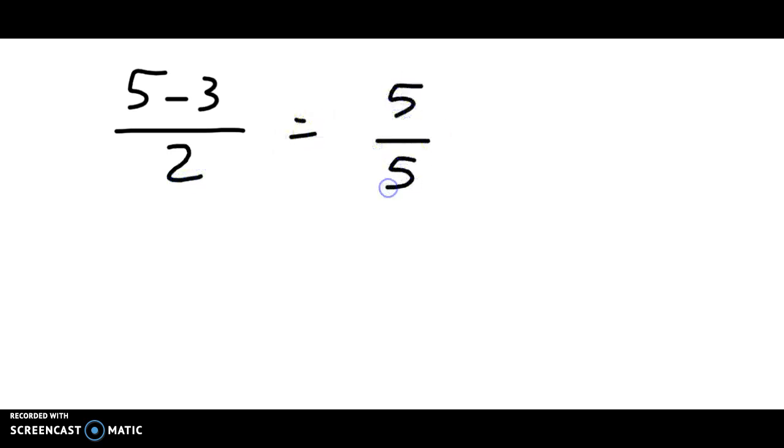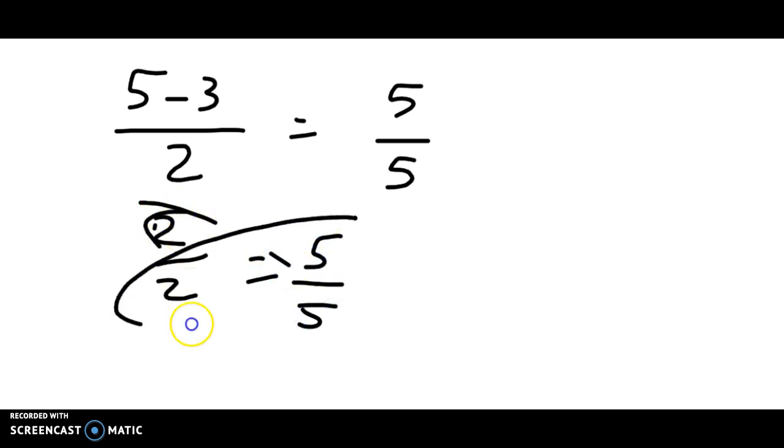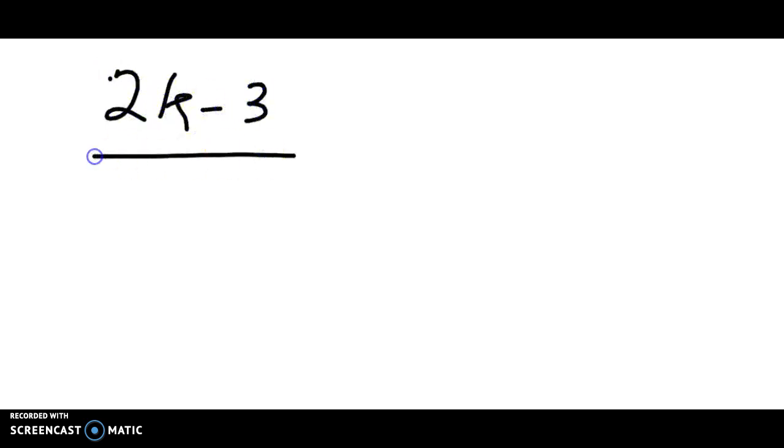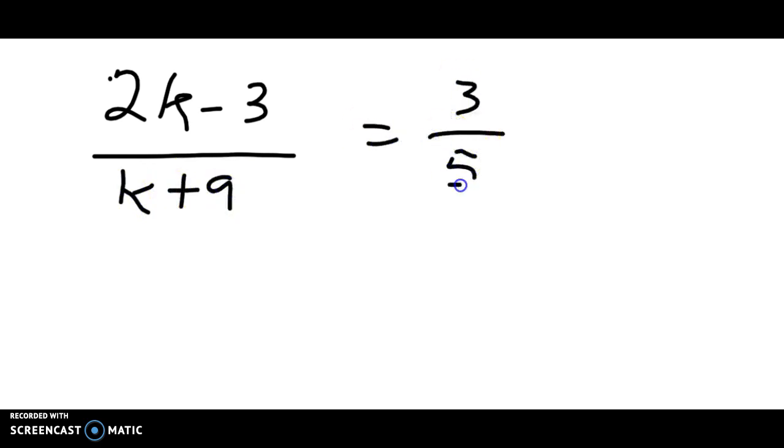Y equals 5. So we're going to say 5 minus 3 divided by 2 equals 5 over 5. So 2 over 2 is equal to 5 over 5, so we can look at it that way, or we can cross multiply and we get the same answer. Let's go to the last one together. So we have 2k minus 3 over k, or divided by k plus 9, equals 3 divided by 5.